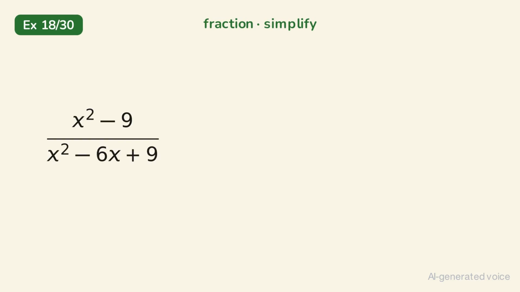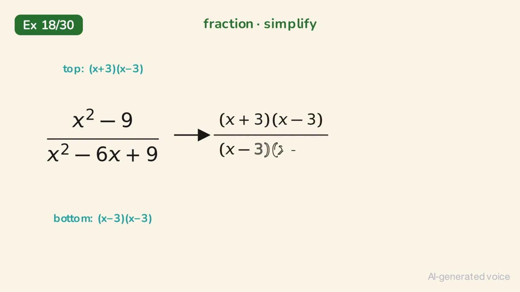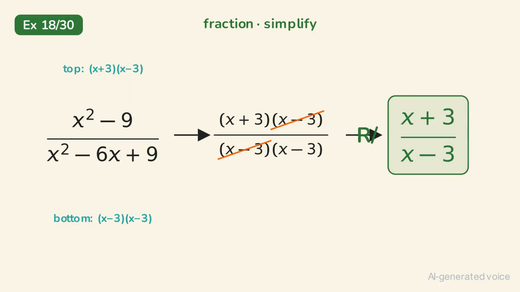Now a couple of fractions, which look terrifying but melt away once you factor. Let's simplify x squared minus 9 over x squared minus 6x plus 9. The trick is always the same, factor top and bottom, and cancel whatever repeats. On top, x squared minus 9 is a difference of squares, x plus 3 times x minus 3. And on the bottom, that trinomial is a perfect square, x minus 3 times x minus 3. We rewrite the fraction already factored. And here's the nice part, the factor x minus 3 is on top and bottom, so it cancels. We're left with x plus 3 over x minus 3.